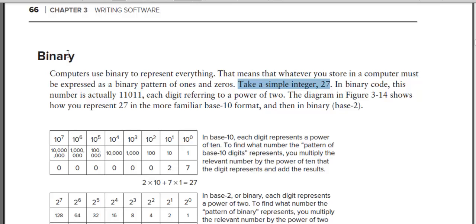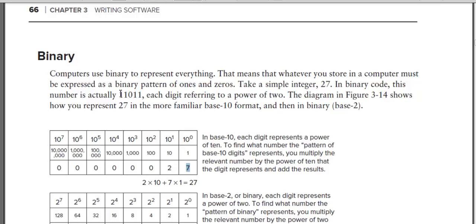In binary code, this number is actually like this. Now we'll see that in a minute. Each digit refers to a power of 2. The diagram in figure 3.14 shows you how to represent 27 in the more familiar base 10 format. And binary is also called base 2, and normally we call the familiar system base 10. So when I write 2, 7 to mean 27, what do I mean? I mean we have 7 ones and 2 tens, right? That's what 27 means: 2 tens and 7 ones.